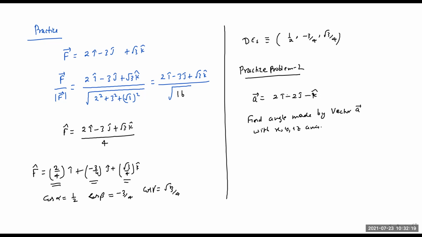So quickly tell me the answer. I don't have time. What is alpha? What is beta? What is gamma? Sir, alpha is cos inverse 2 by 3. Very good. Beta is cos inverse minus 2 by 3, and gamma is cos inverse minus 1 by 3. Correct. So these are the answers. Please show the last screen.